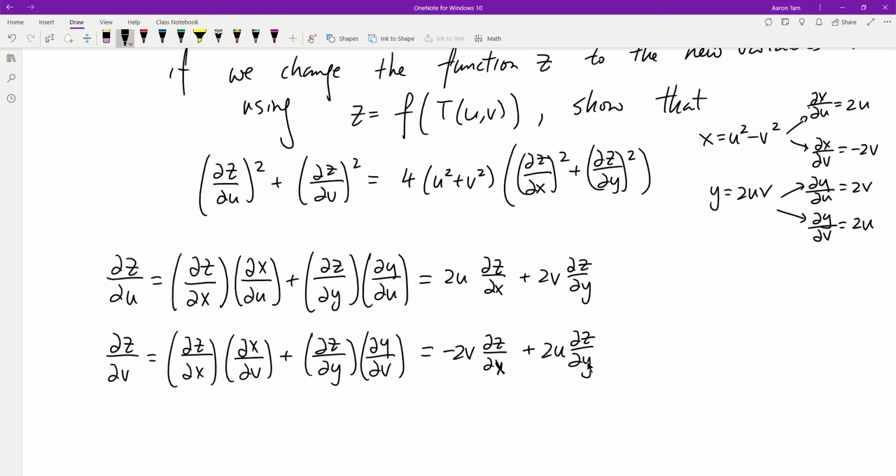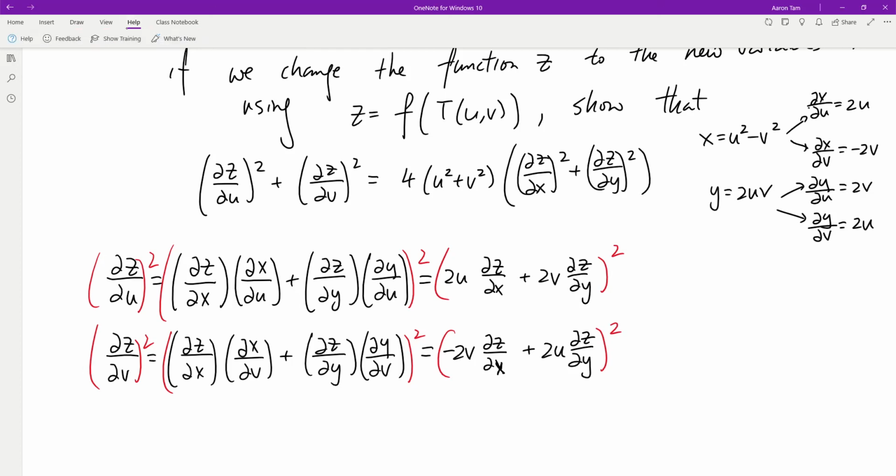So now what I'm going to try to do is construct the left-hand side of our expression, and hopefully somehow it turns into the right-hand side. So how do I do that? I'm going to take the square of these two things. That basically means this whole thing squared, and this whole thing squared. Nothing to it but square it.